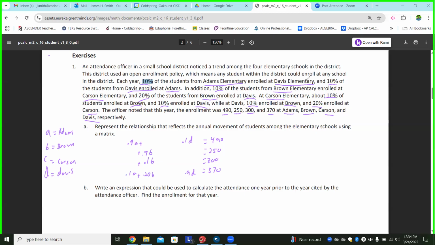Okay, so where were we? All right, so Davis enrolled at 10%, in addition, 10%. All right, so we were here. So 20% of the students from Brown, so we subtracted two more, put them to Davis. Whoa. So at Carson Elementary, we have about 10% of the students at Brown, which we already have, 10% of students from Davis. So that means this needs to go down to 8.